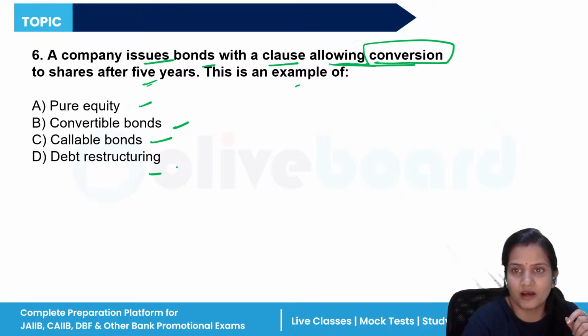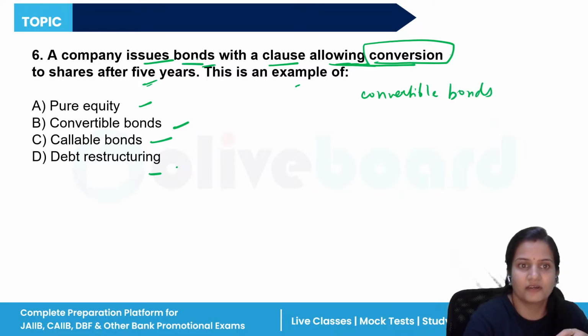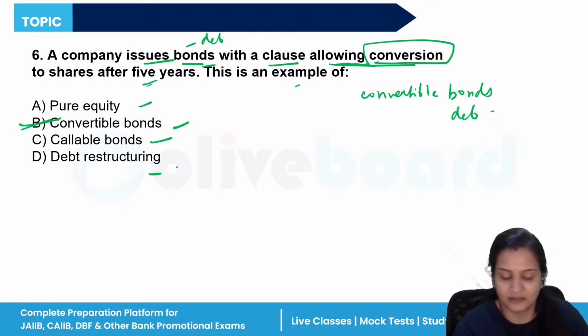So when do we allow conversion? When we permit the conversion. In the case of convertible bonds, convertible debentures: if it is written bonds, then it will be convertible bonds. If in the question it is mentioned debentures, then there will be convertible debentures. Clear? Option B will be the correct answer.